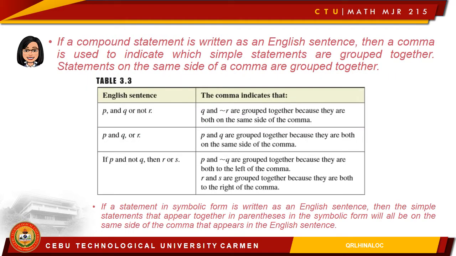If a compound statement is written as an English sentence, then a comma is used to indicate which simple statements are grouped together. Statements on the same side of the comma are grouped together. We have here an example: P, comma, and Q or not R. The Q or not R are grouped together because they are both on the same side of the comma. Likewise with the second and third example. If a statement in symbolic form is written as an English sentence, then the simple statements that appear together in parentheses in the symbolic form will all be on the same side of the comma that appears in the English sentence.